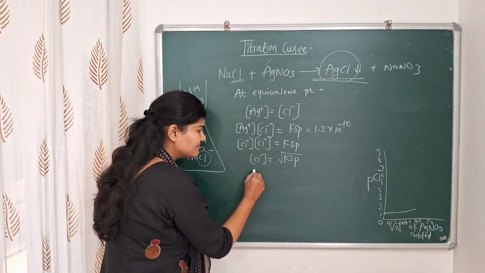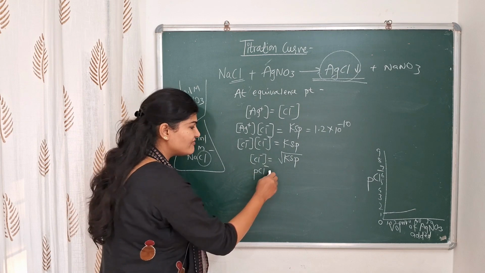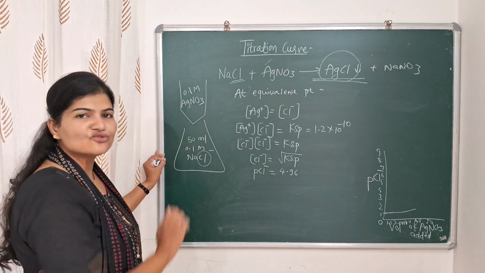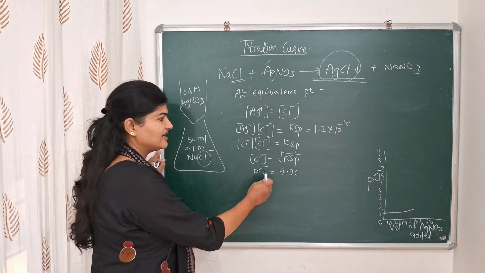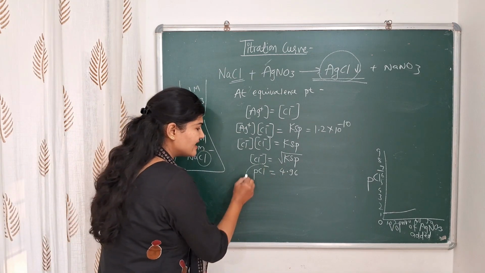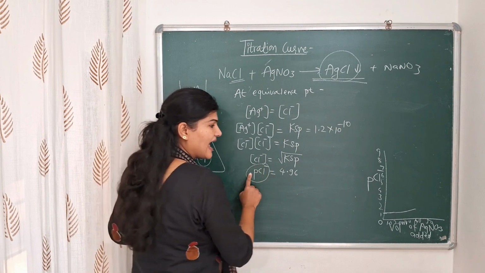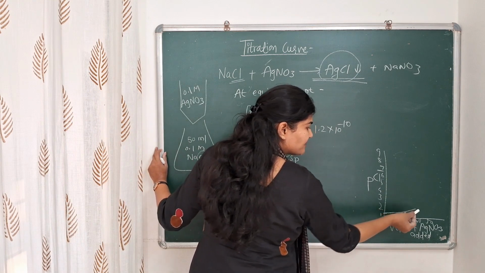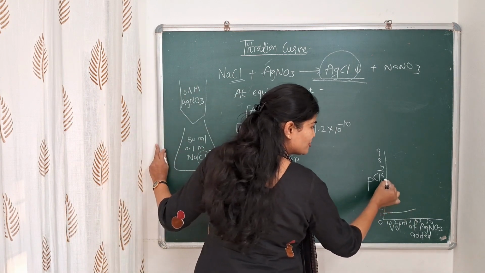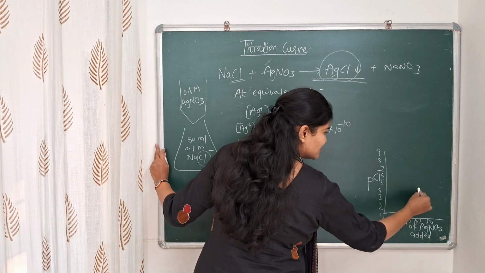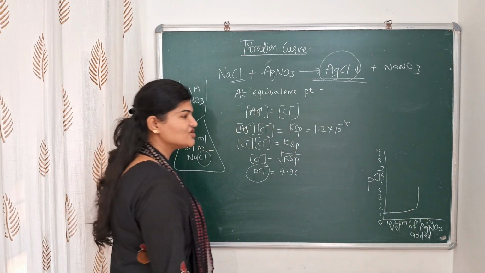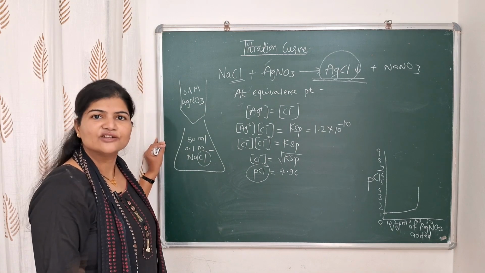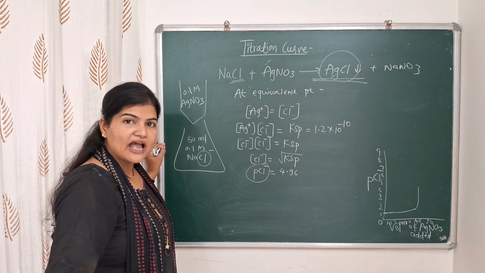And if I take pCl-, if I take the negative log of it, I will get the answer 4.96. You can solve it, and you will get the same answer, 4.96. So this is the chloride ion concentration, in log form, at equivalence point. So you can see from around 2, the value is directly rising to 4.96, means literally 5. So this is how the drastic change is happening in the curve, and it is indicating the end point of titration. Now what will happen after equivalence point?